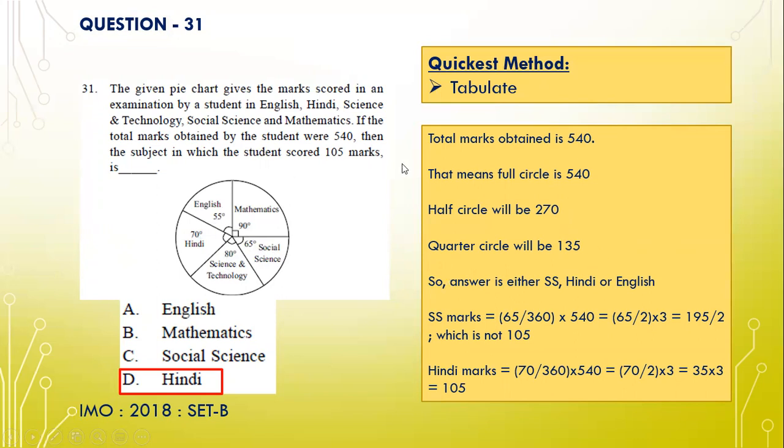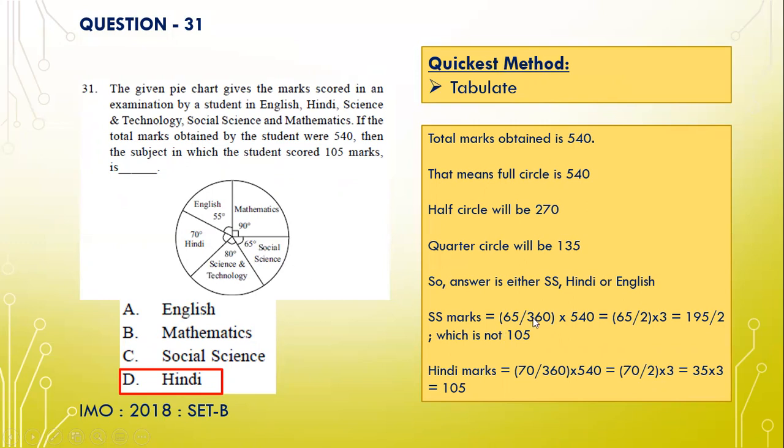So for 105 marks, it should be less than quarter, isn't it? It should be less than 90 degrees. So what is less than 90 degrees? So now the answer could be SS, Hindi or English, isn't it? And it could be Science and Technology as well. So SS marks. What are the SS marks? 65.